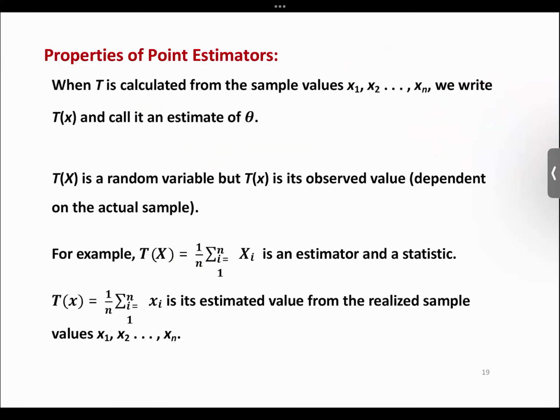We learned that T is called a statistic. T is calculated from a sample with values, and we write T of X, and it's called an estimate of theta, which is T hat. All of these operations that we do on a random variable are called a statistic. Either a summation or anything that you perform on some random variable is called a statistic, which is T.